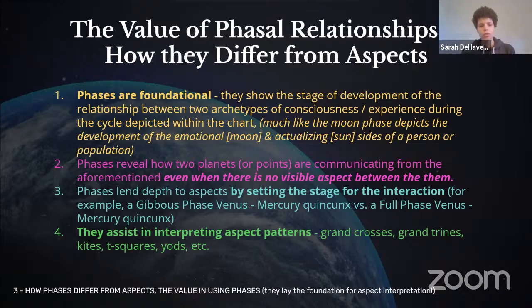Phases also assist in interpreting aspect patterns, like grand crosses, grand trines, kites, T-squares, or yods. The reason being is that, say you have a grand cross in a chart and you were reading it, trying to synthesize all of this information. Say it's a grand mutable cross, for example.